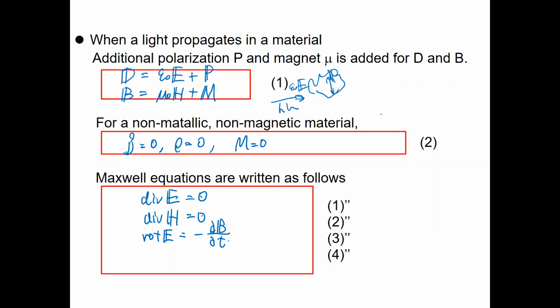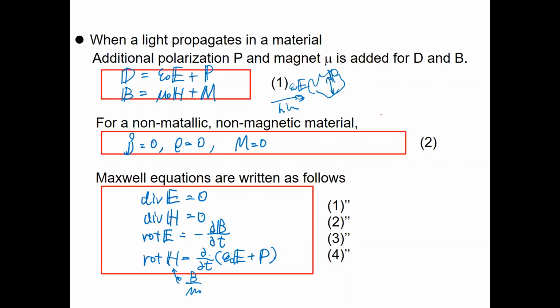and the rotation of H equals the current J, which equals 0, and D, where D equals epsilon 0 E plus P. And again, this H can be written as B over mu 0.